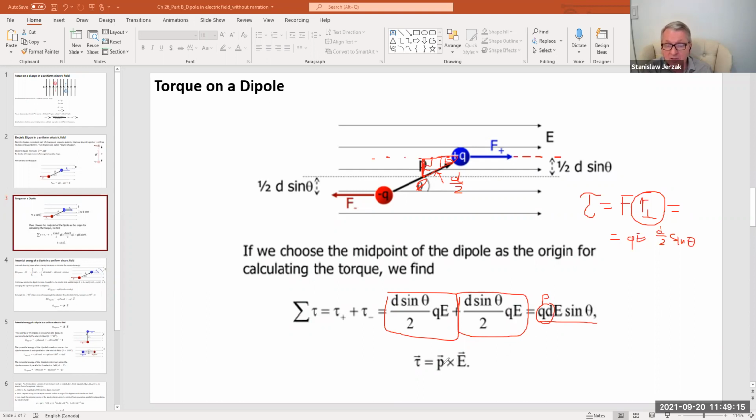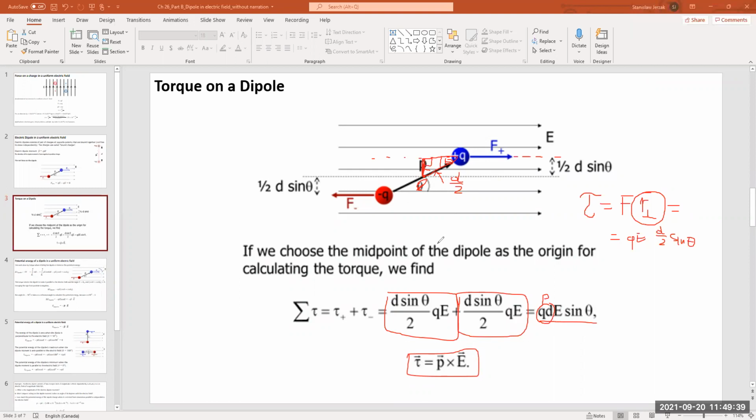because P is a vector, E is a vector quantity, and we have the sine of the angle. So this can be written as the cross product of the dipole moment vector cross electric field. And that's how you specify the torque as a vector quantity, P cross E. Remember, the cross product involves the sine of the angle between vectors P and E.